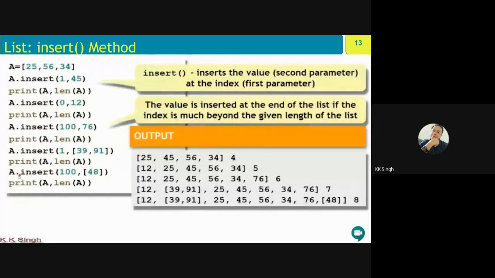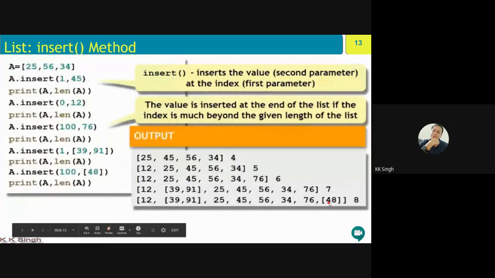Now see here, this is another example when you want to insert a sublist in list A. And you mentioned the index 100. So at 100 index you wanted to insert a sublist which has only one element, that is 48, in the list. So if you want to insert this list at 100 index, since index 100 is not available, it will be appended in the end. So 48 will be the sublist, and it will be appended in the end.